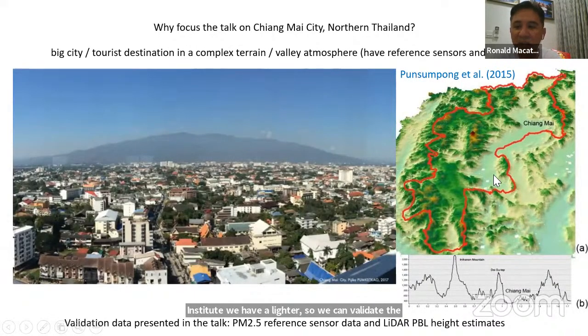This is the terrain of Chiang Mai province, and Chiang Mai city would be somewhere here, a bit to the north of the province. As you can see, the terrain profile is quite complex, with the highest mountain at 2.4 kilometers.